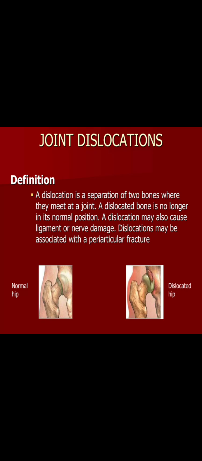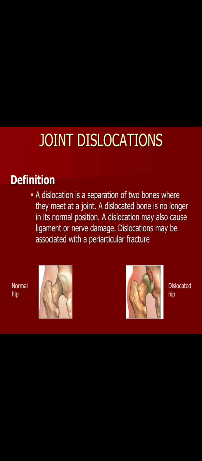Dislocation. What do you understand by dislocation? The word dislocation refers to the position of anything which is deviated from its normal. So dislocation is the separation of two bones where they meet at a joint. We all know the normal anatomy that the bones meet at the joint. If they are separated from the position, that means the bone is dislocated. Dislocation means the bone is no longer in its normal position.